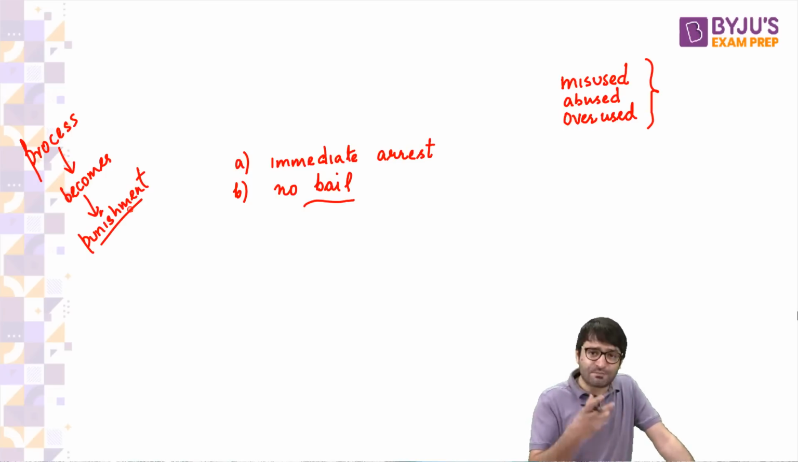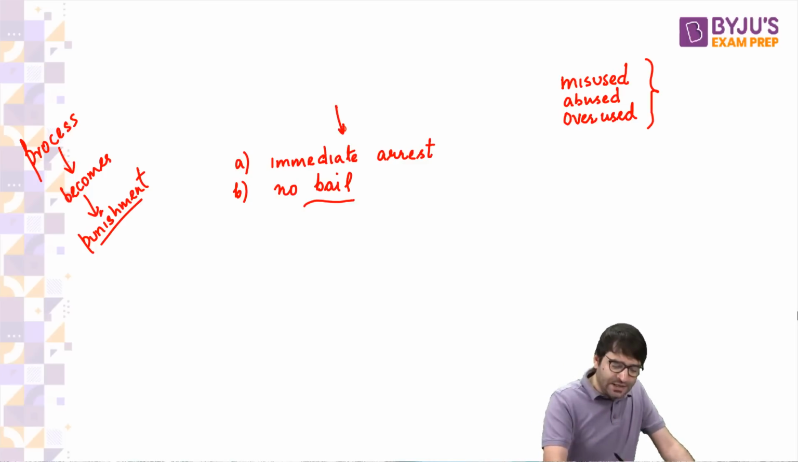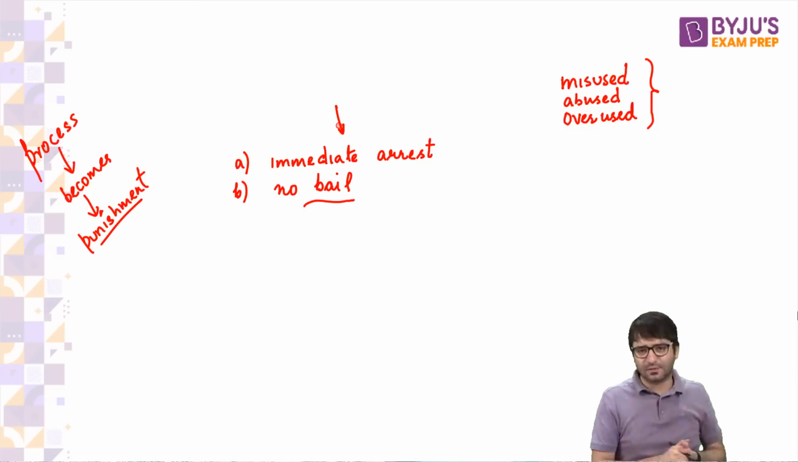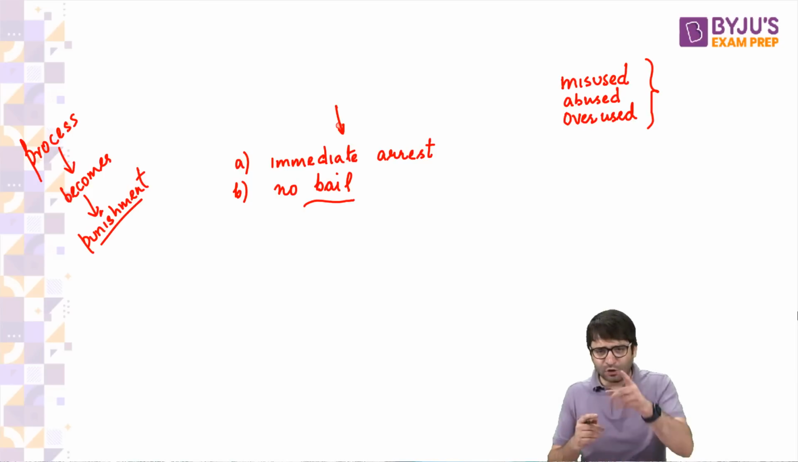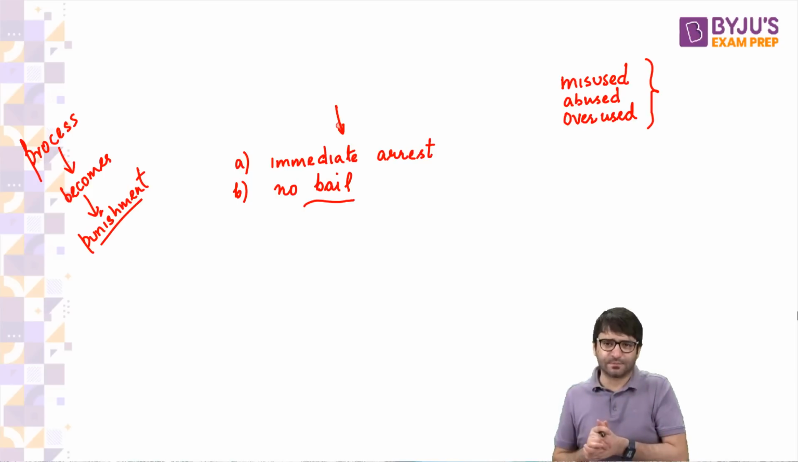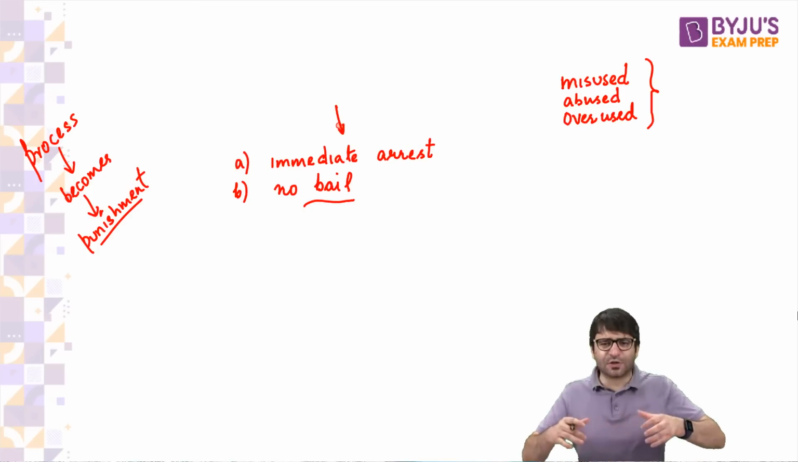You may have lost the prime of your youth because you were booked under a false law, under a false complaint. When there is immediate arrest, even if you apply for bail, you are arrested for a particular case. But the case will take a lot of time to be resolved.